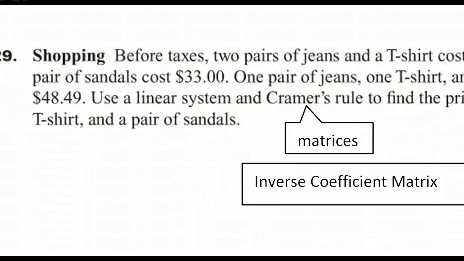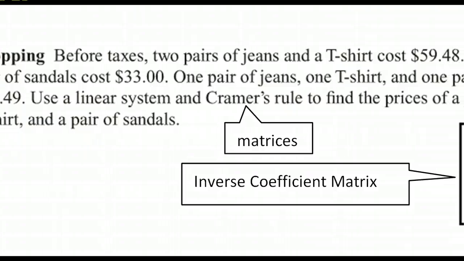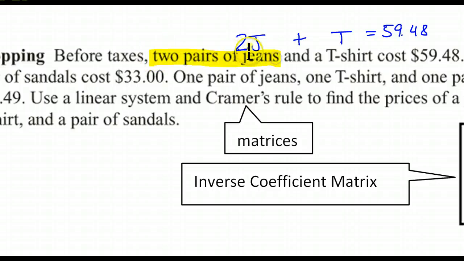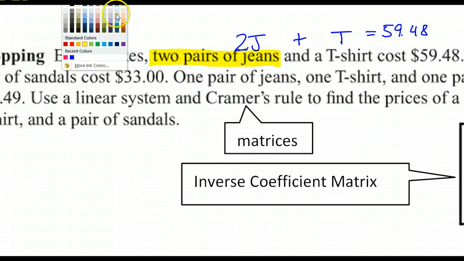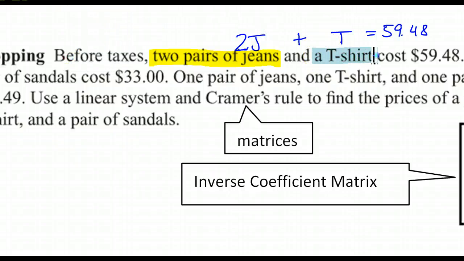We need to write some equations. So before taxes, 2 pairs of jeans. Okay, I'll use J for jeans. So 2 pairs of jeans and a t-shirt cost $59.48. All right, so can you see where this equation is coming from? 2 pairs of jeans, that's 2J. Okay, and a t-shirt, so that's plus 1T or just T, and that's costing $59.48. So boom, there's your equation.